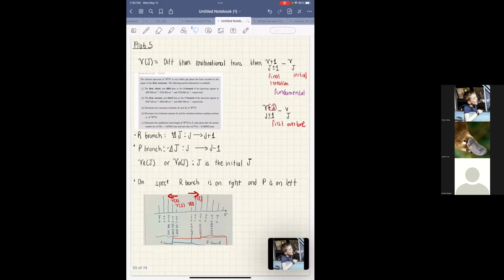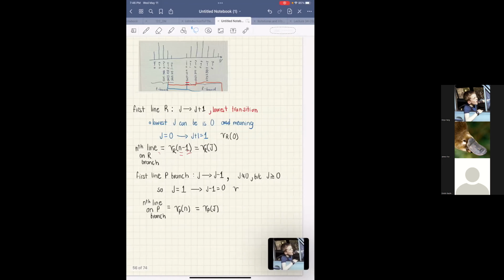So let's say, the infrared spectrum of HCl, a very dilute gas, has been recorded in the region for the first overtone. The following information is available: the first, third, and fifth lines in the R branch, and the first, second, and third lines in the P branch. Determine the rotational constants B0 and B2. When they talk about the first, third, and fifth lines, they're giving you the values of ν in terms of J. To determine which J level each line belongs to, I wrote an equation for it.